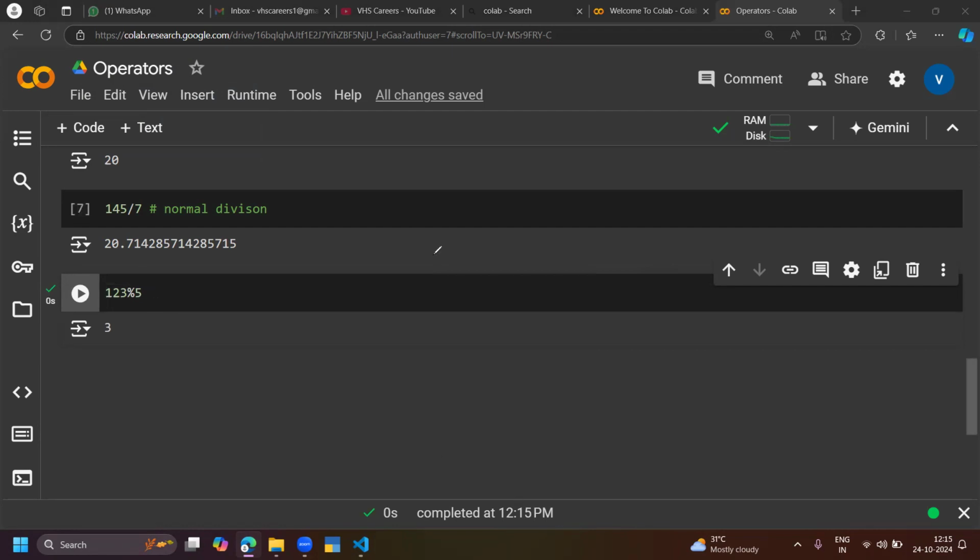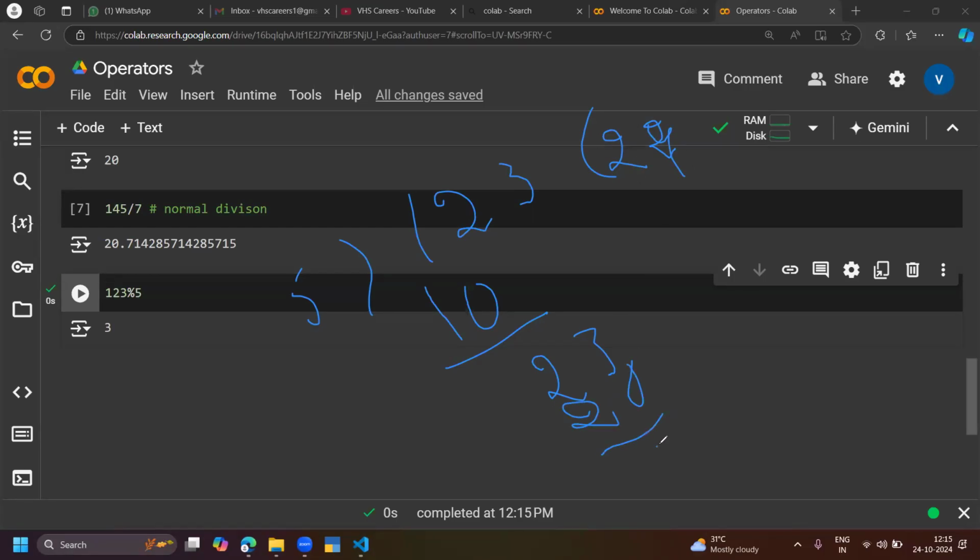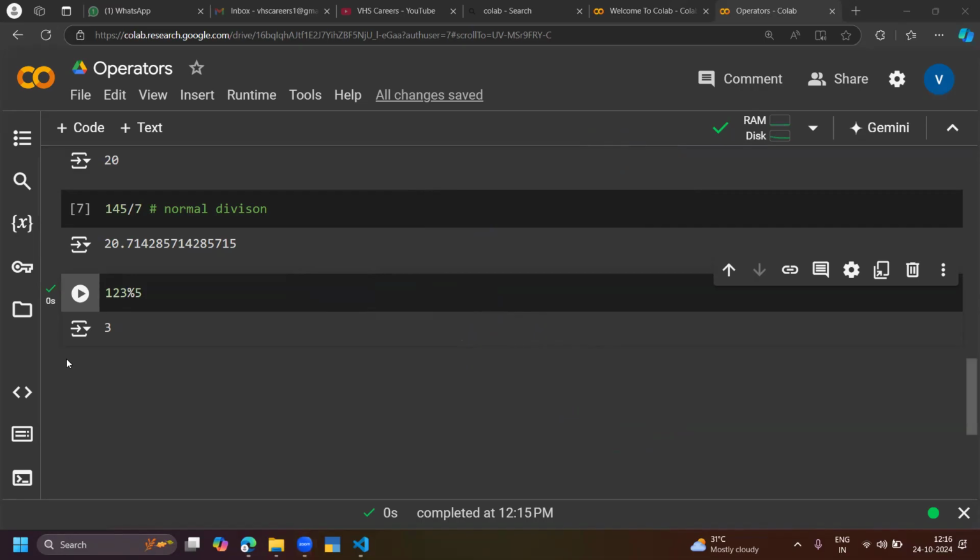Because this is 123, and I am dividing this 123 by 5. 5 twos are 10, and we have the remainder; 5 fours are 20, so this is 24. What is the remainder now? The remainder is 3. So you are getting the remainder as the output. That is the final thing, the modulus value.